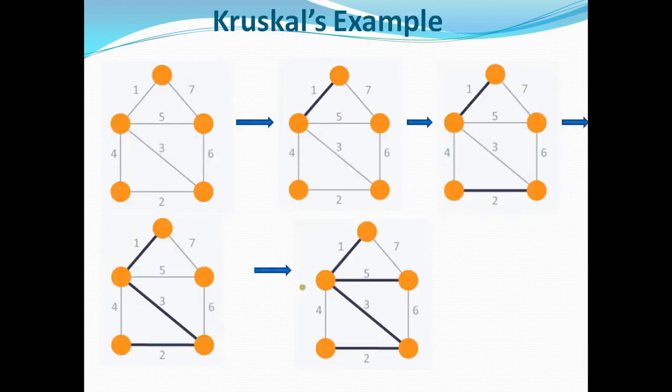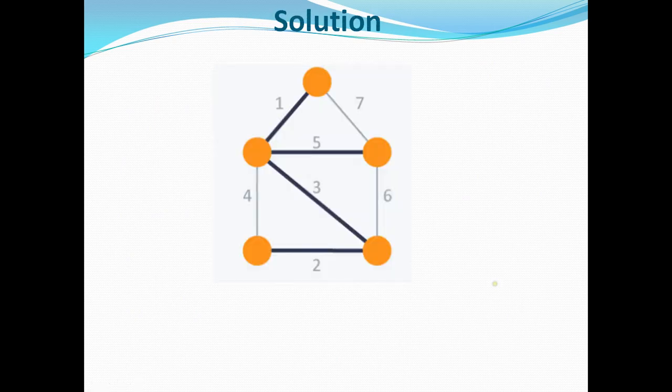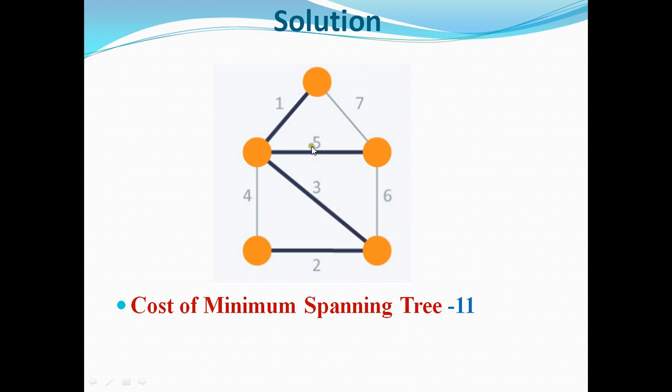So now all nodes are connected. How many nodes are there? 1, 2, 3, 4 and 5. And how many edges? 1, 2, 3, 4. So our algorithm stops, and this is our final solution. This is the spanning tree, and we calculate the cost by adding the weights of the edges. So 1 plus 5 is 6, plus 3 is 9, plus 2 is 11. So this is a very easy algorithm for finding the minimum spanning tree.